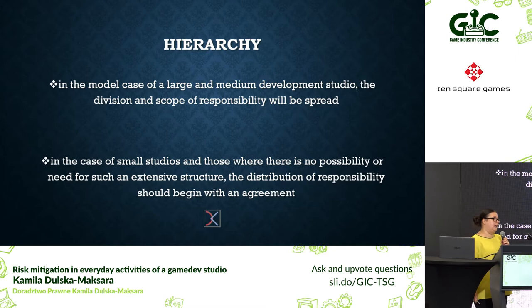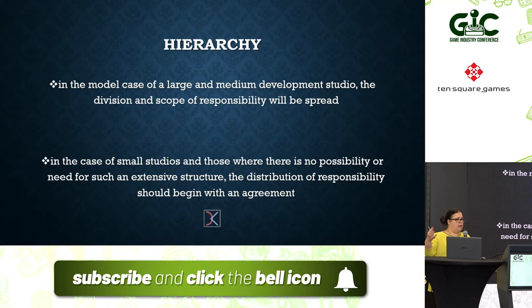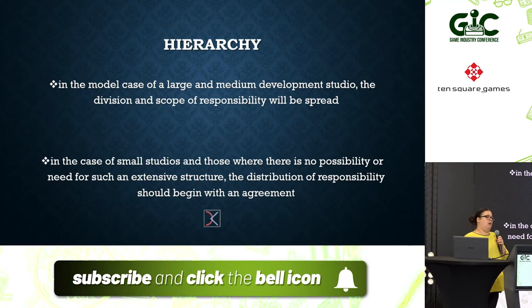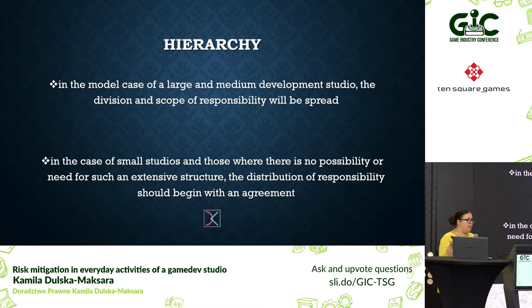So in the model case of a large and medium development studio, the division and scope of responsibility should be spread. It should be spread from the management board through the directors, producers, seniors, mid, regulars, junior, down to the trainees. So responsibility for the performance of a given task or a given work, the part of the game, should be smaller the lower the position in the company. On one hand, that creates a situation when you know who is responsible for what. On the other hand, it's easier to manage the risk in case of any damages and losses arising as a result of those works.